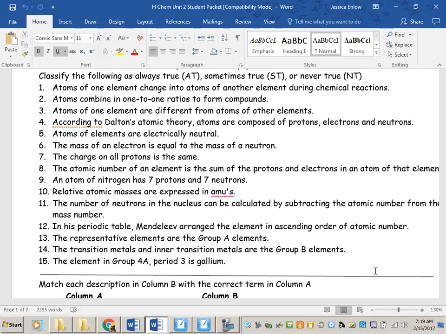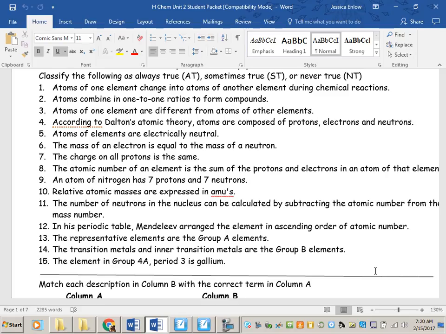7, the charge of all protons is the same. Always true. They're all positive 1, right? 8, the atomic number of an element is the sum of the protons and the electrons in the atom of that element. Never true. The atomic number is just what? Protons. Just protons. 9, the atom of nitrogen has 7 protons and 7 neutrons. Sometimes true because of isotopes, right? You can have different masses, hence different neutrons.